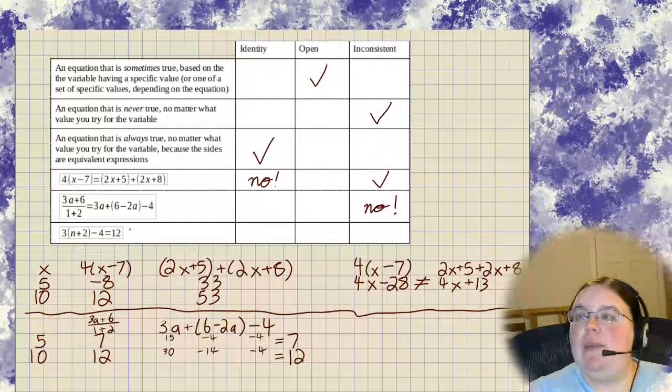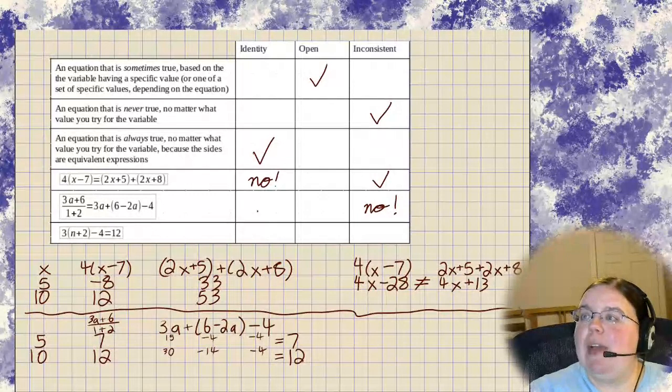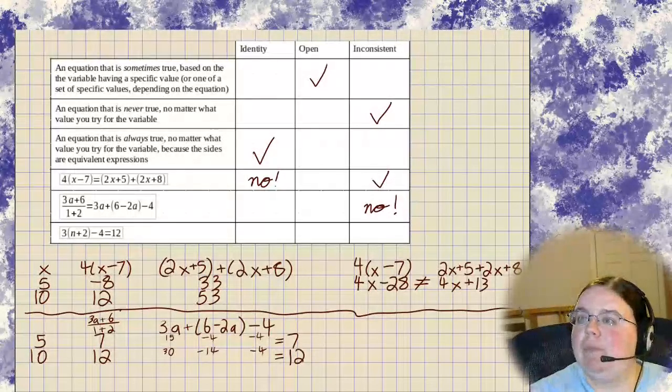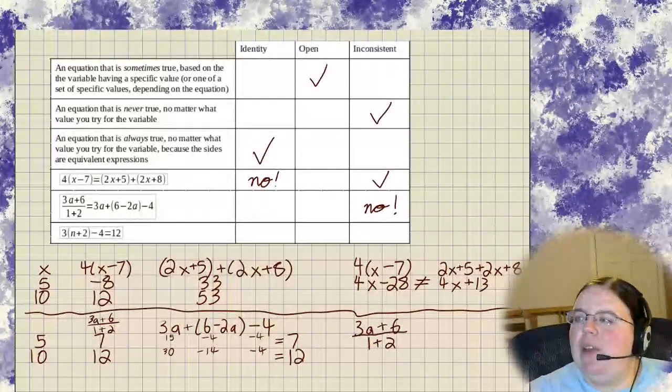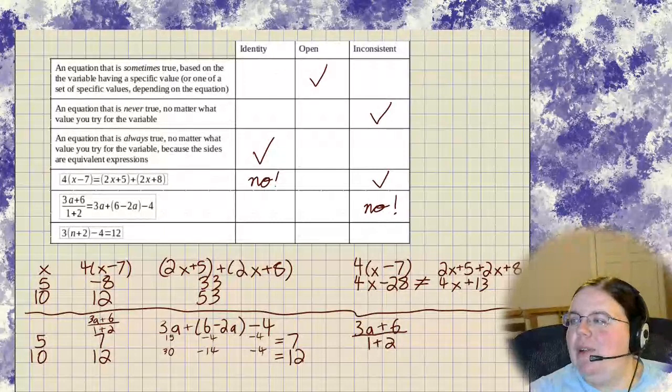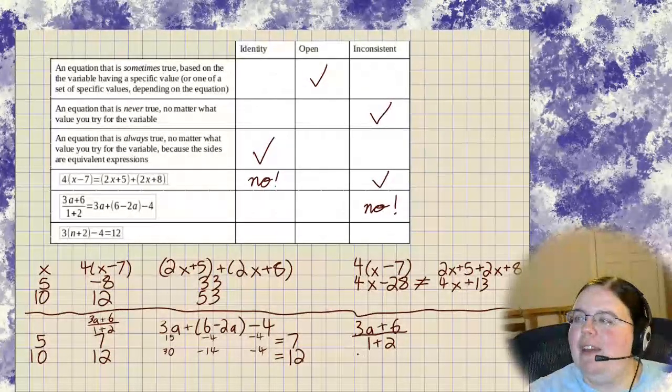So the other way we can handle this, when we think it might be an identity or it might be an open equation, is we can simplify both sides. So let's take a look. If we've got 3 times a plus 6 divided by 1 plus 2. Well, one thing I know here is we keep saying, okay, well, 1 plus 2 is 3. We do that every time.